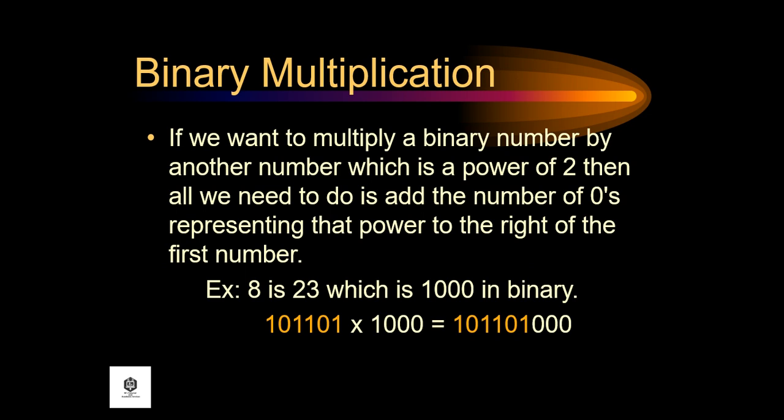all we need to do is add the number of zeros representing that power to the right of the first number. Example, 8 is 2^3, which is 1000 in binary. So 101101 times 1000 is equal to 101101000.